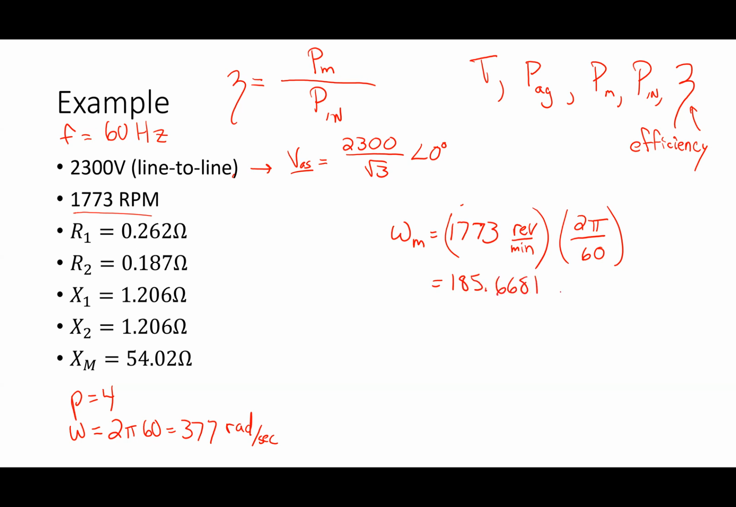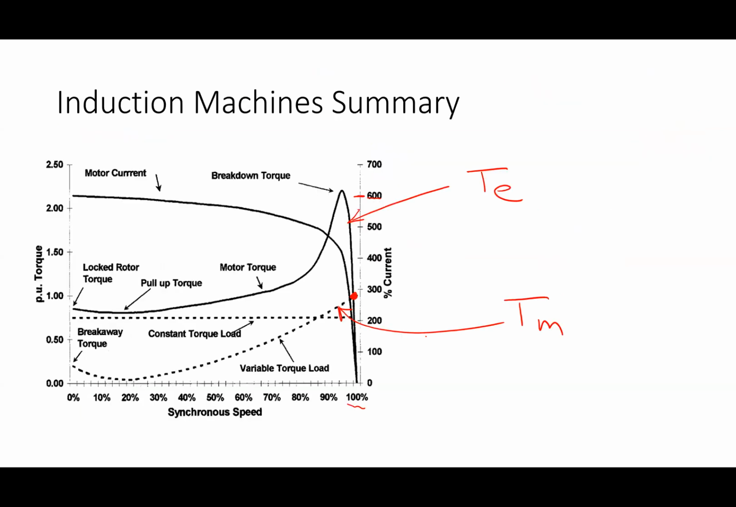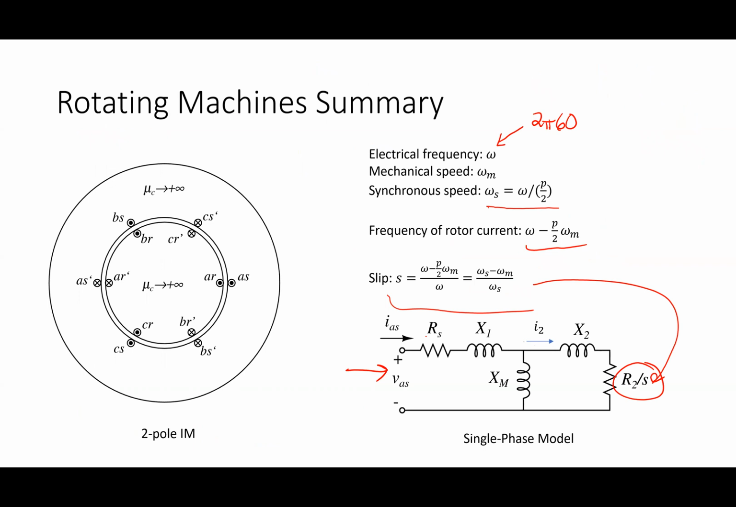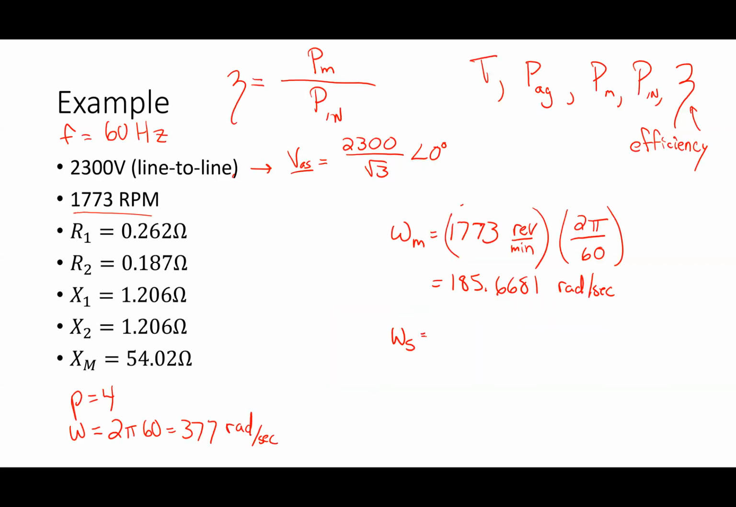185.6681 rads per second. The other thing that's important to me is the synchronous speed. The synchronous speed, again, is the maximum speed this machine can go. If I go back to my definitions, it's related to the field speed, the way that the field is rotating. So it's defined as omega divided by p over 2.